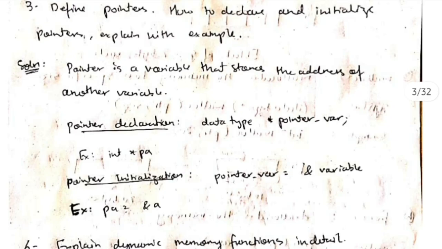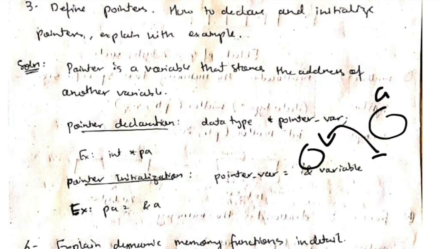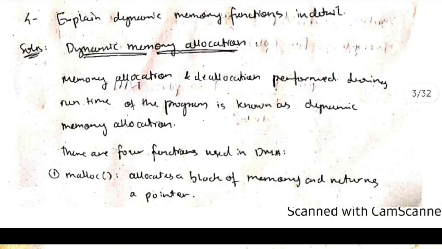What's a pointer? Suppose that there is a variable here and it has a memory address, and that address is stored in another variable, that's known as a pointer. So the declaration will be of this type. If you want to store the address of an integer variable, you will use int *pa. Star denotes the pointer, and the initialization will be pa = &a. Ampersand will return the address of the variable. That will be stored in pa.